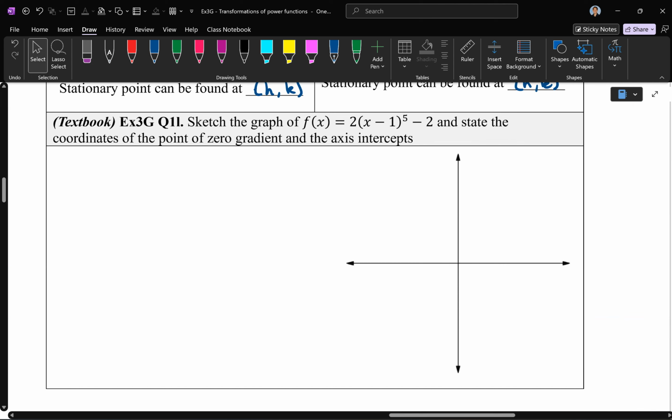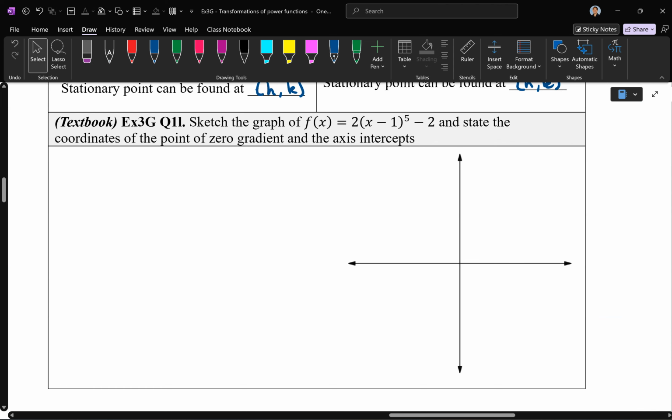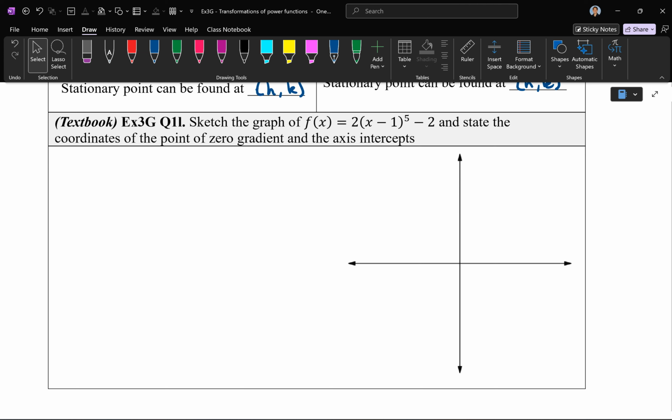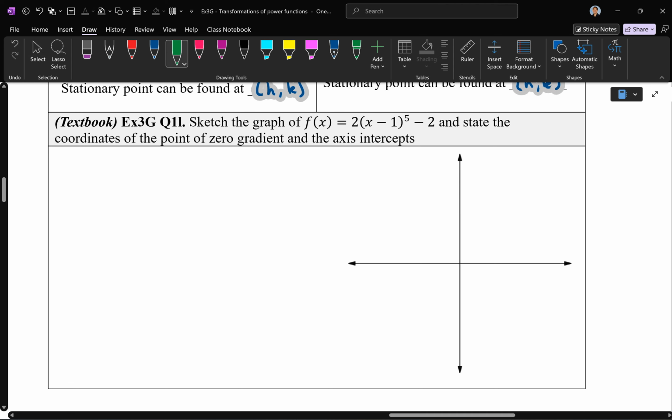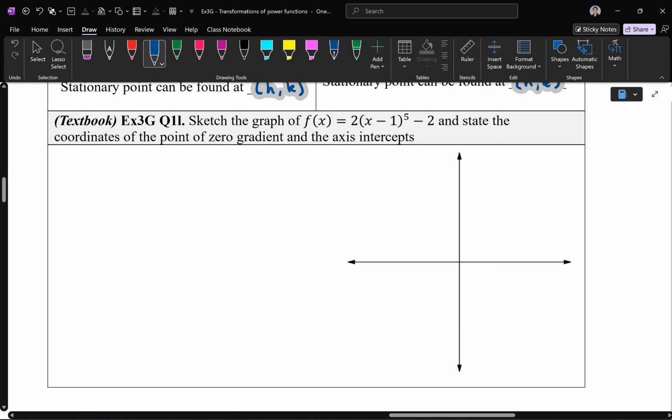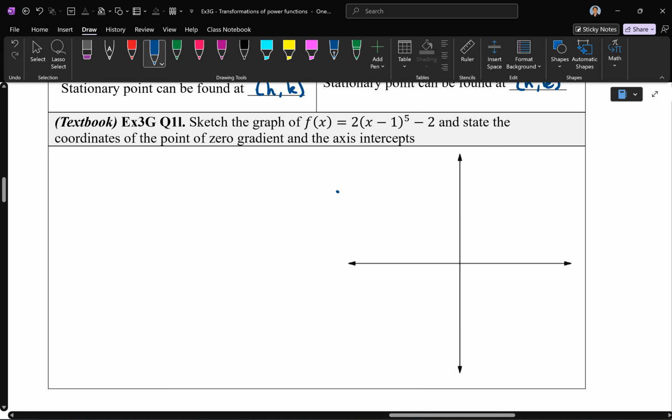Here we go. Let's try to sketch this. So this is from your exercise 3G, and I just chose question 11 for the sake of it. Here's your question 11. f of x equals 2 times (x minus 1) to the power of 5. So I know it's an odd power, so what I should be thinking about is asymmetrical. And then I now read the transformations. Let's name a couple of transformations you can see now.